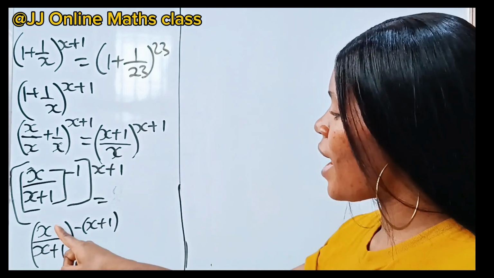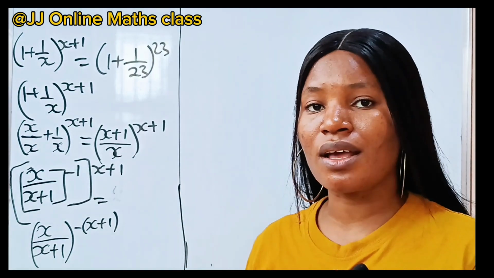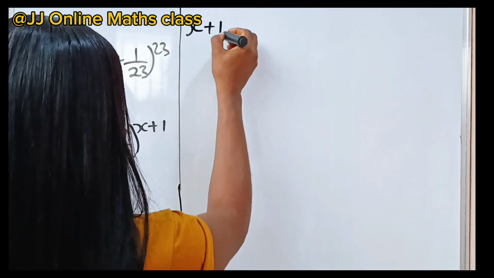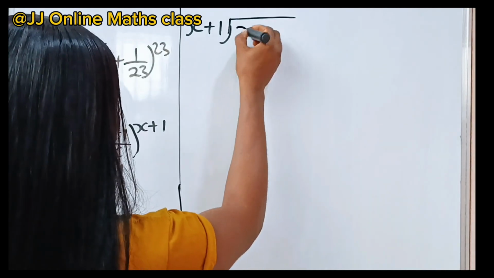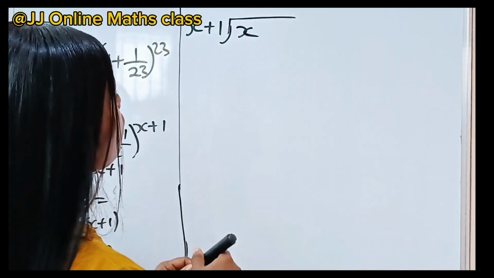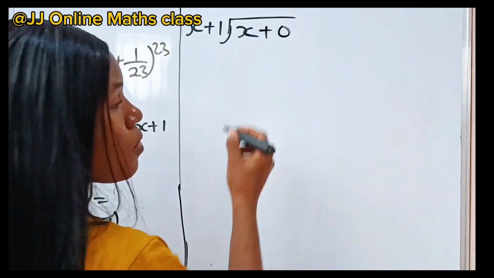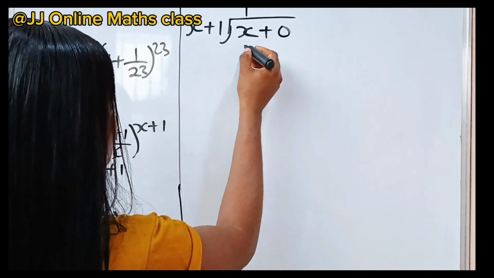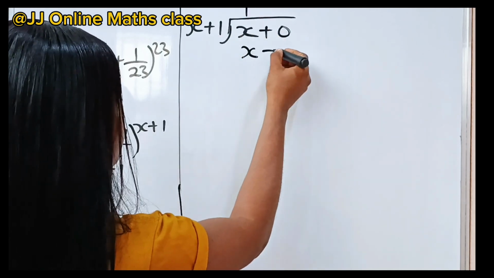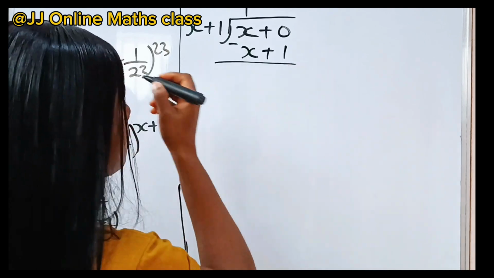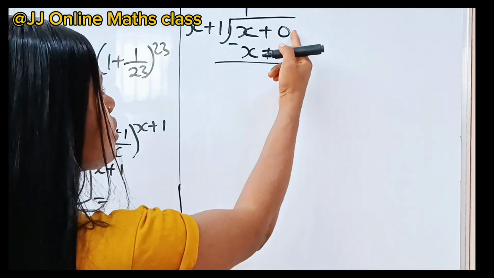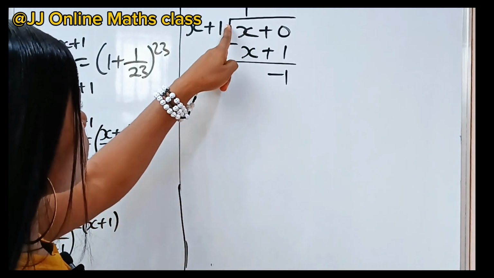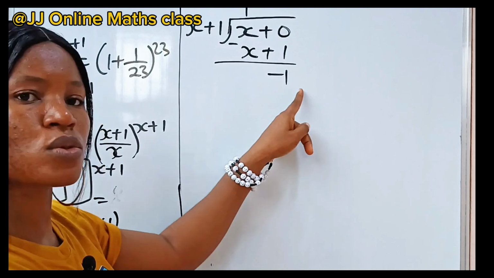Let's solve it. When x is divided by x plus 1, let's do that using the long division method. So we have x plus 1 dividing x. This x is the same thing as x plus 0. When x divides x, you'll have 1. 1 times x gives us x, and 1 times 1 gives us plus 1. Then we subtract. x minus x is 0. Now 0 minus 1 is -1. So when x is divided by x plus 1, we have 1 remainder -1.